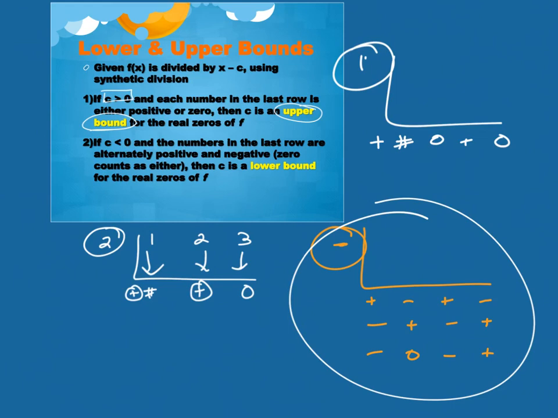Wait, can you get like a 0 on the bottom? Yep, and it doesn't matter. So you just skip it? But the sign was 0, so that counts as the sign change. Okay. So if it goes from negative to 0, then it should go to negative because it should be alternating.